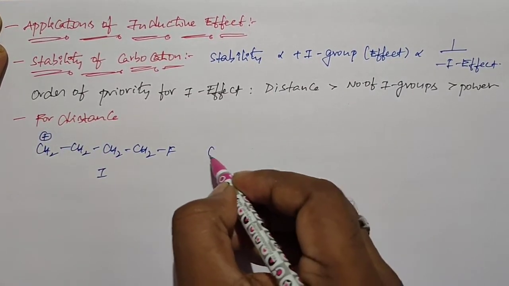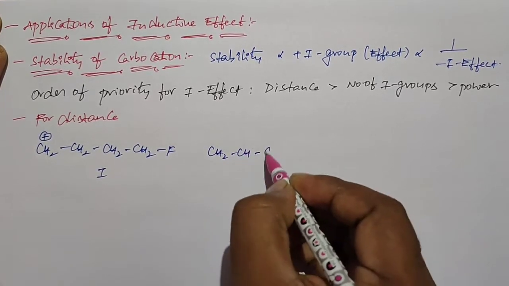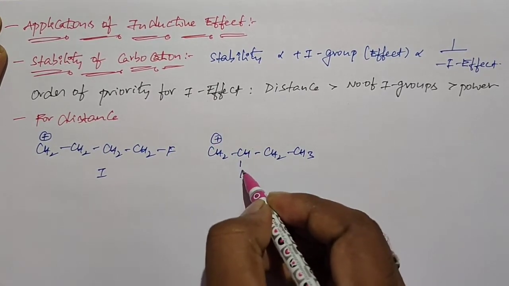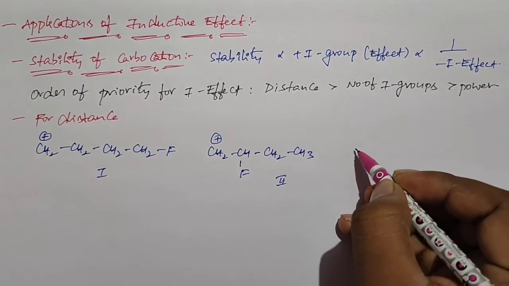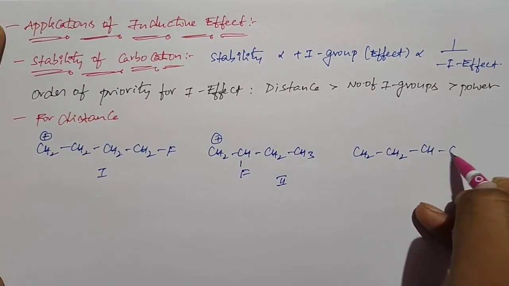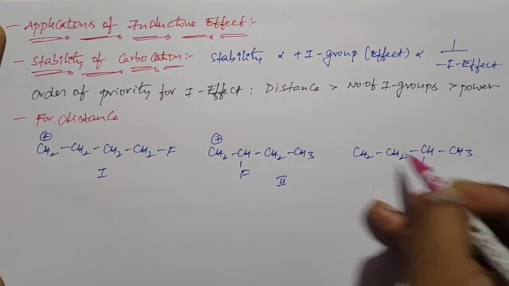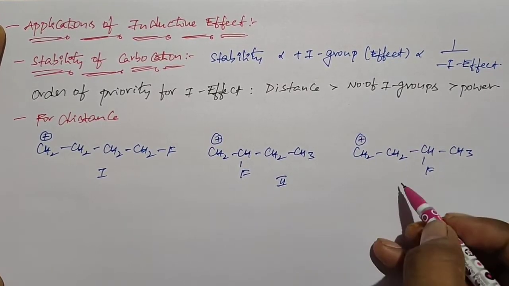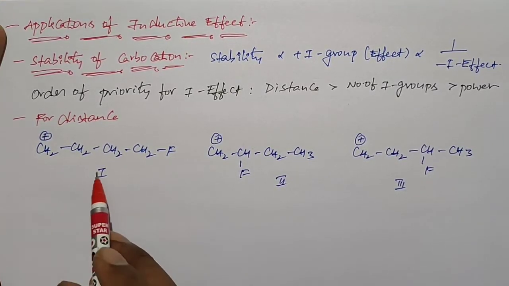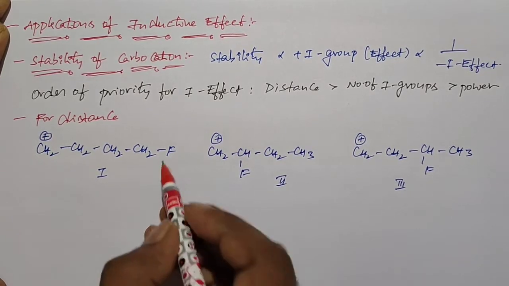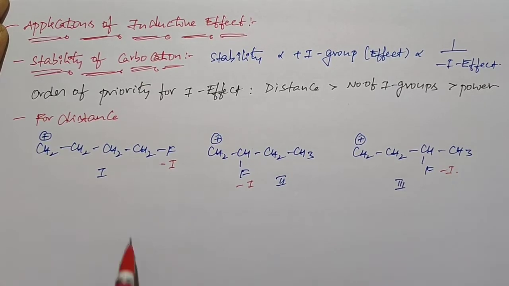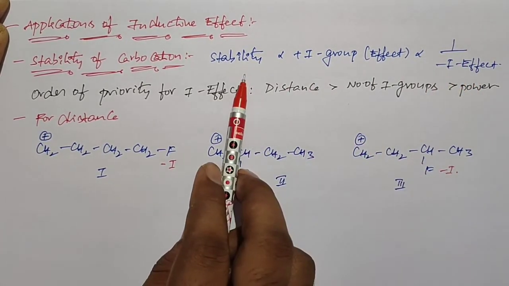And the second one is CH2CH3. This is the second structure, and the third structure is CH2CH3F. Okay, these are the three compounds, three carbocations. So when you observe these structures, F is the example for minus I group. Due to the minus I group, the stability of carbocation decreases.